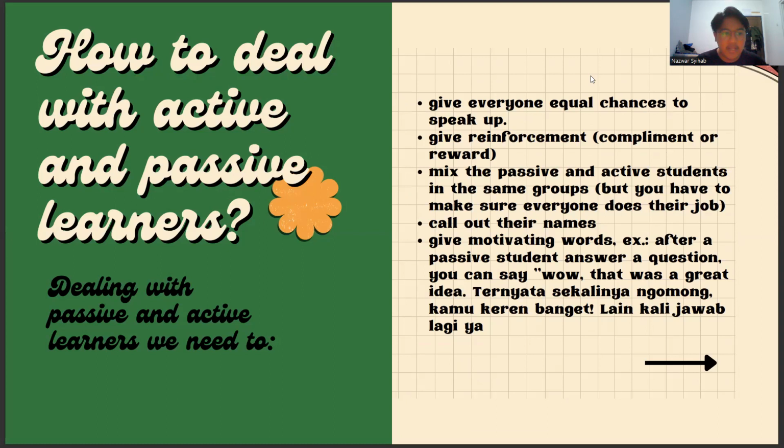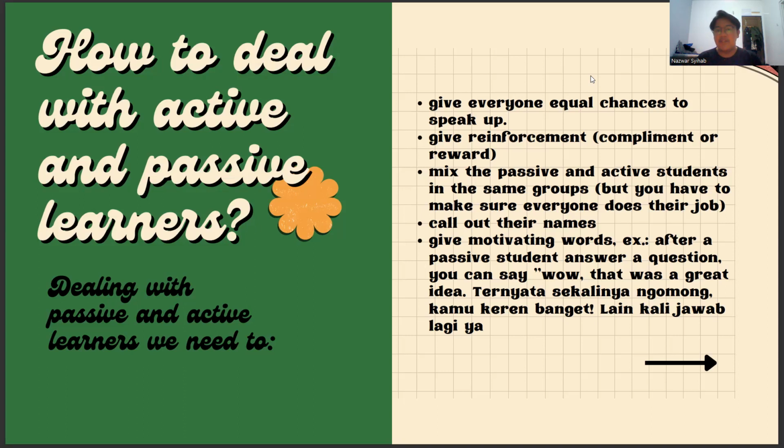Okay, so the first one, dealing with passive and active learners, we need to give everyone equal chance to speak up. So we, as a teacher in the class, we have to give equal opportunities for all students. So all students can have the same opportunity to speak, to express what they think, to say their opinion. So everyone has the same chance. So there is no gap between the active and passive learner.